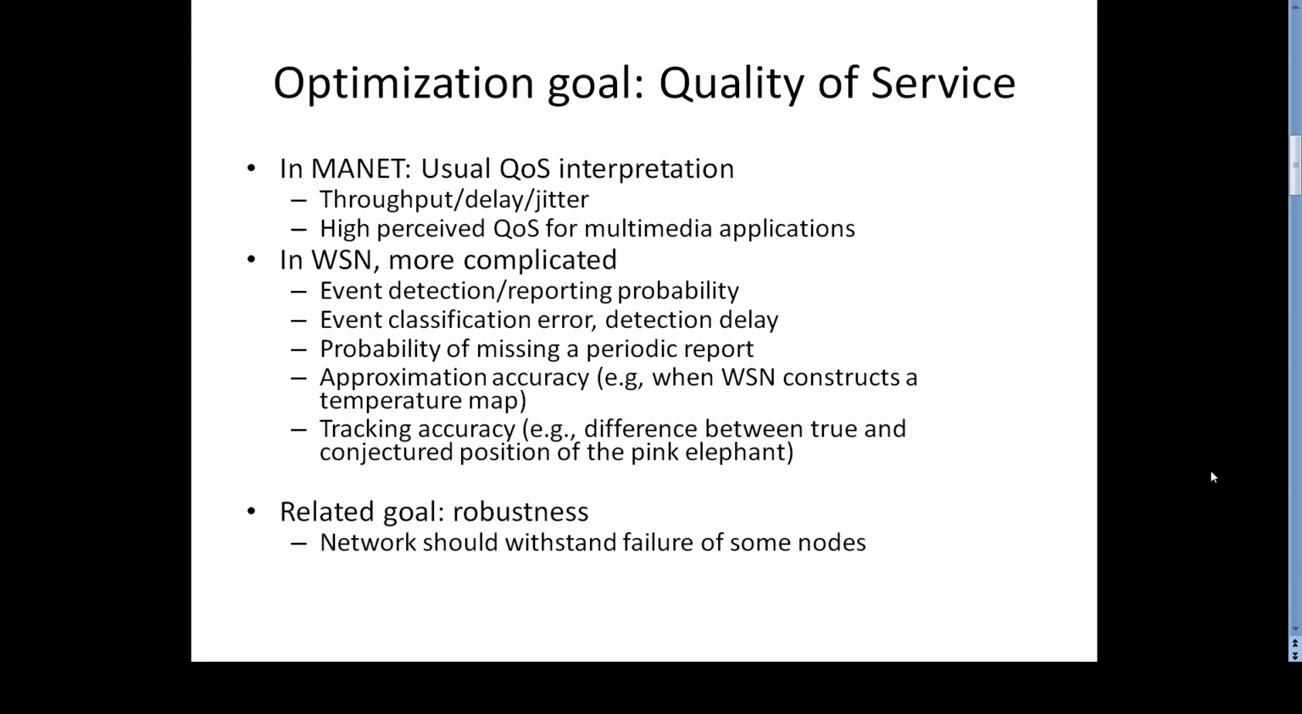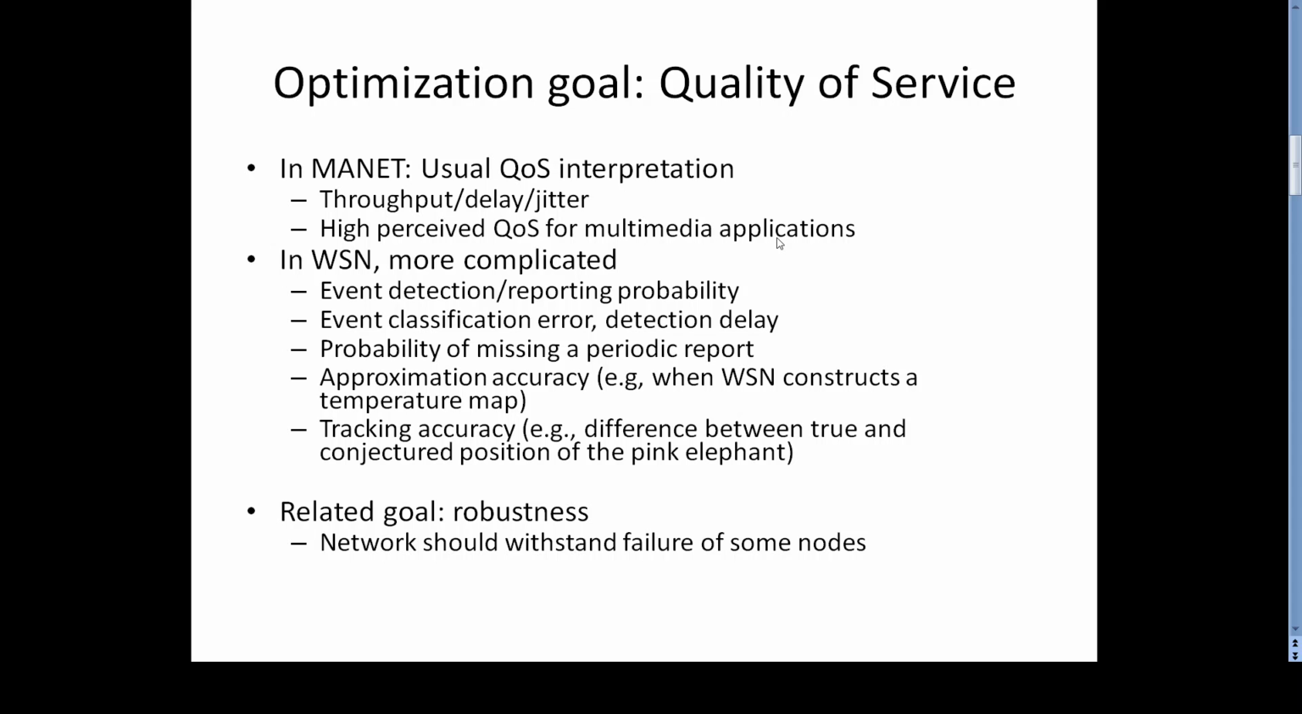So the first optimization goal is quality of service. In MANETs, the quality of service is usually measured with respect to throughput, delay or jitter. High perceived quality of service is necessary for multimedia applications.